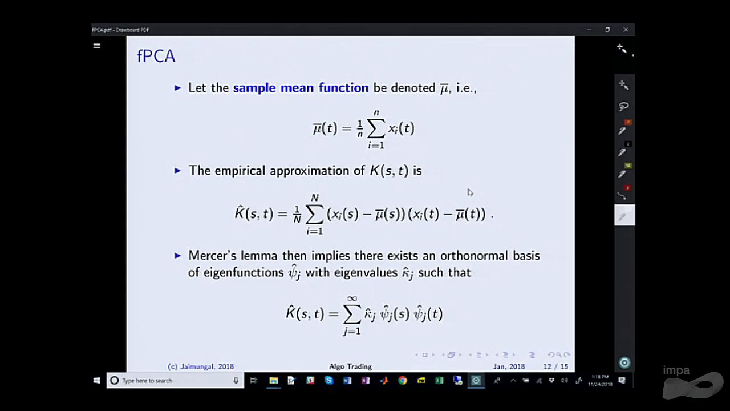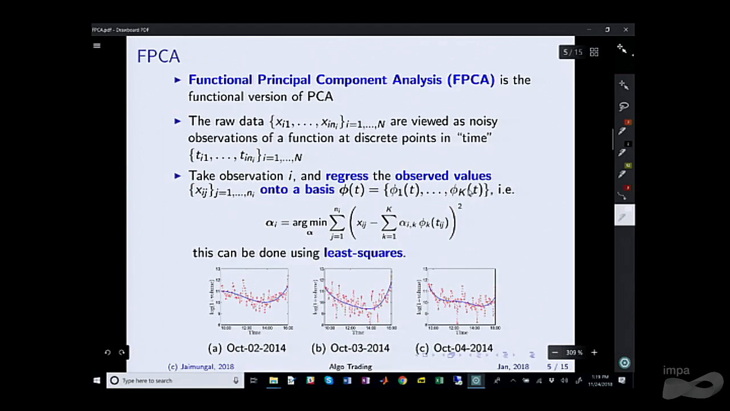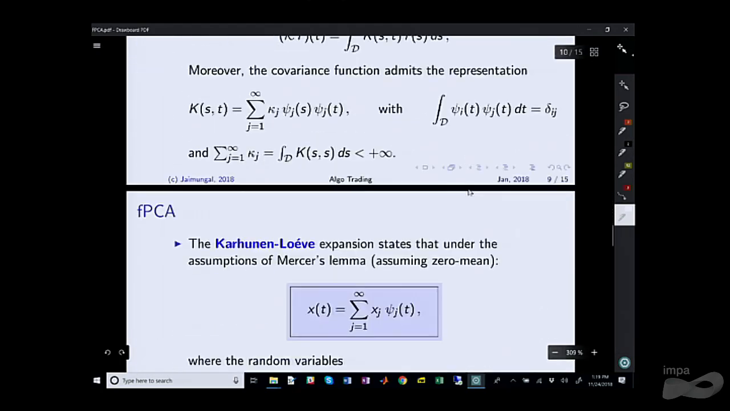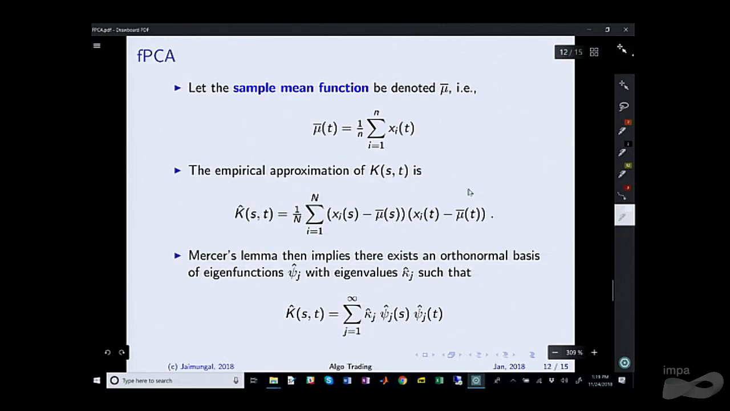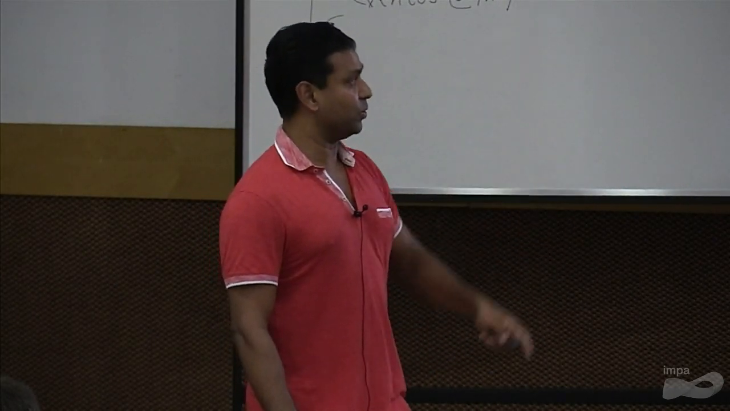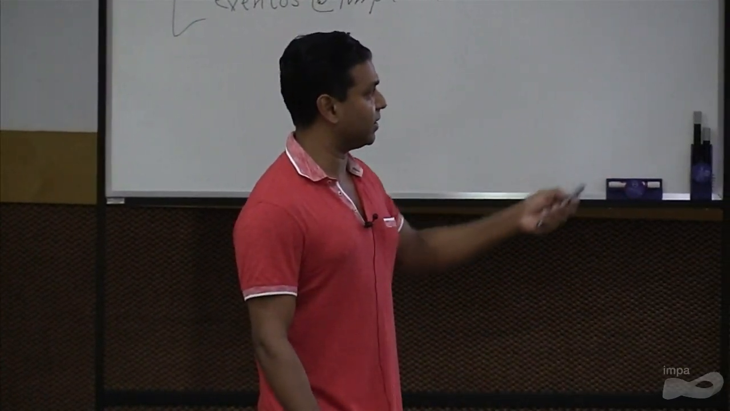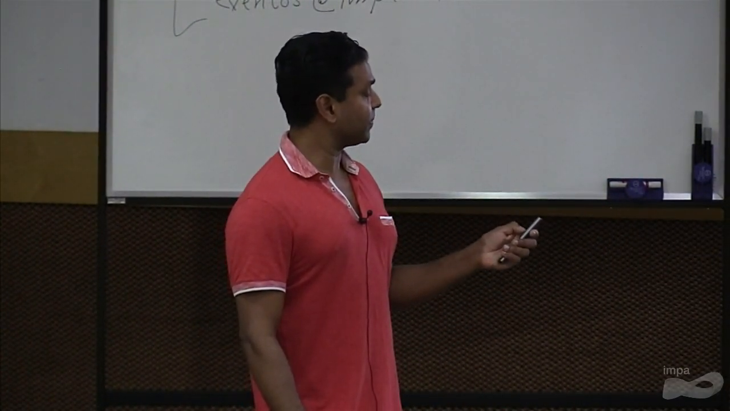So remember, these xi's that show up here, those are the approximations that you obtain on every single day from the regression. So they're given by this kind of expansion here. Then, once you have that approximation, you can use something called Mercer's lemma that says that for this particular empirical approximation, there's also corresponding eigenvectors or eigenfunctions, which become eigenvectors here, and eigenvalues for that operator.